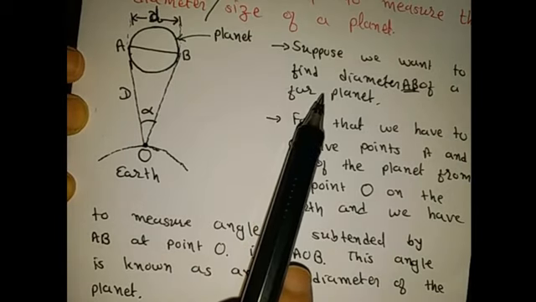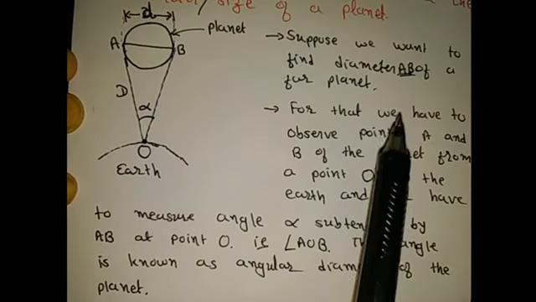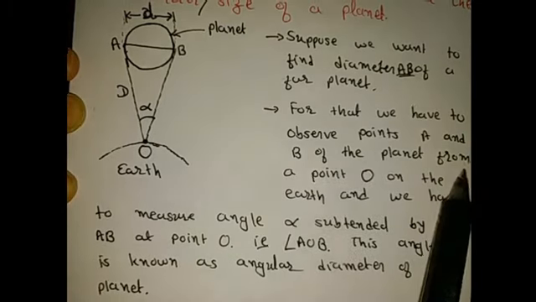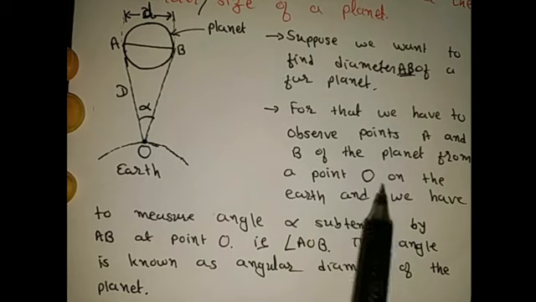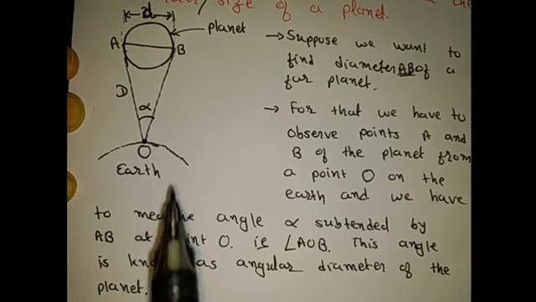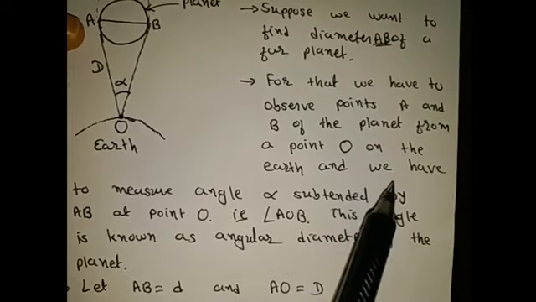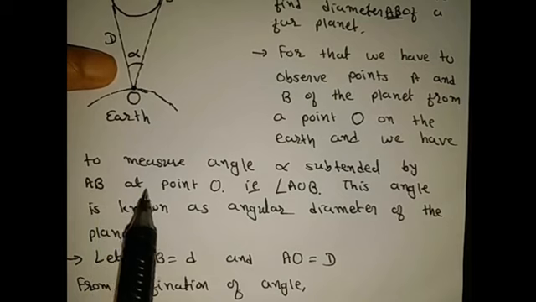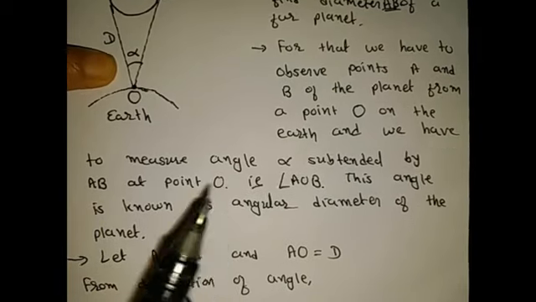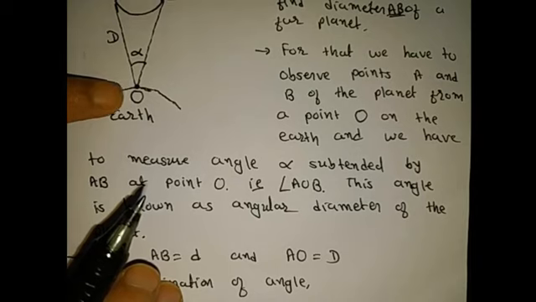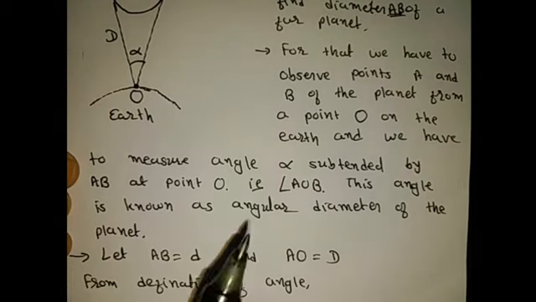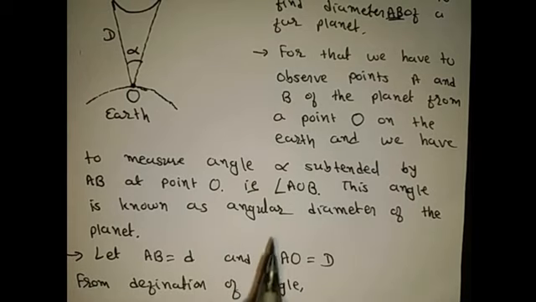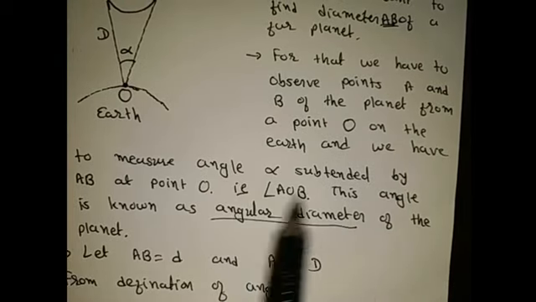Now to find this diameter, what we have to do, we have to observe point A and point B of the planet from a point O on the earth. O कहाँ पर है? Earth पर है, right? And we have to measure angle alpha subtended by AB at point O. AB मतलब डायमीटर जो O पर एंगल सबटेंड करता है, वो एंगल हमें मेजर करना है. That means we have to measure angle AOB. This angle is known as angular diameter of the planet, right?